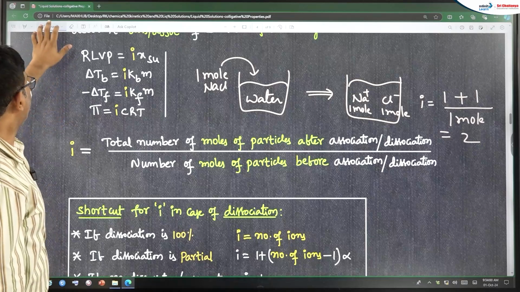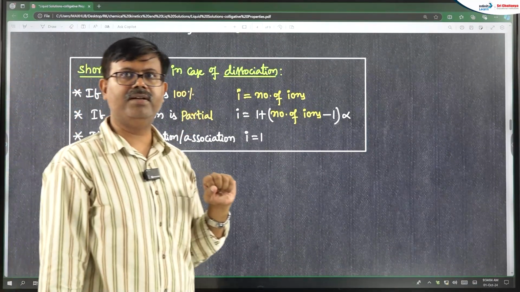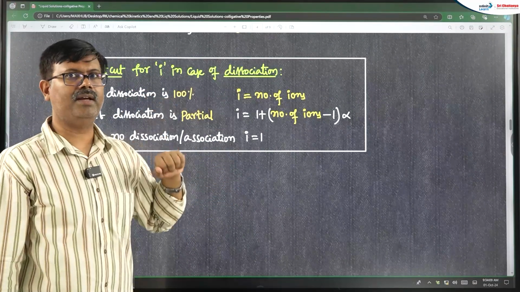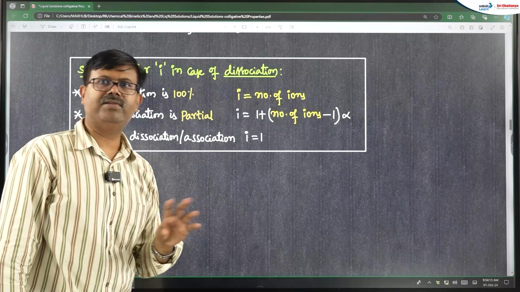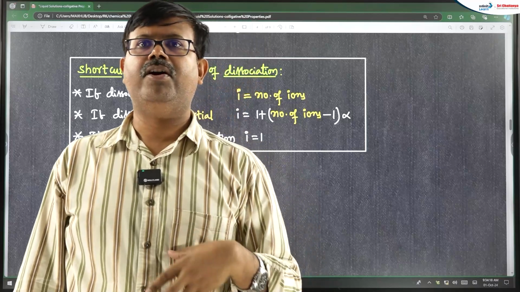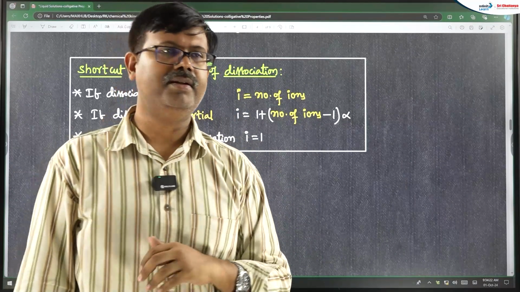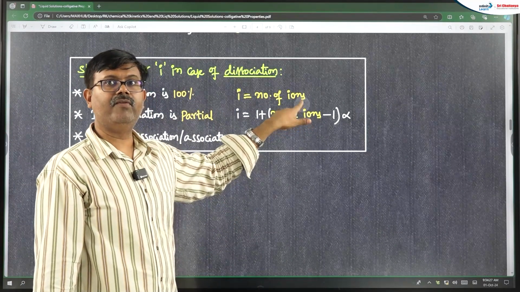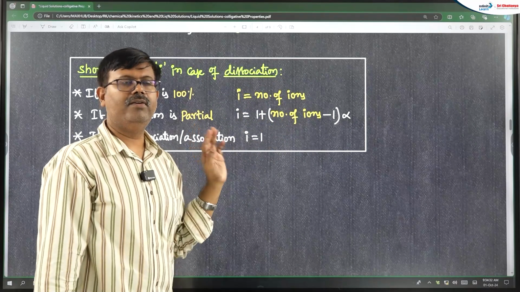As a shortcut, you remember, mostly it will help in dissociation scenarios. Shortcut for Van 't Hoff factor I in case of dissociation. If dissociation is 100%, sometimes they don't mention how much percent dissociation is happening. We will assume 100% and proceed. Then Van 't Hoff factor is the number of ions.